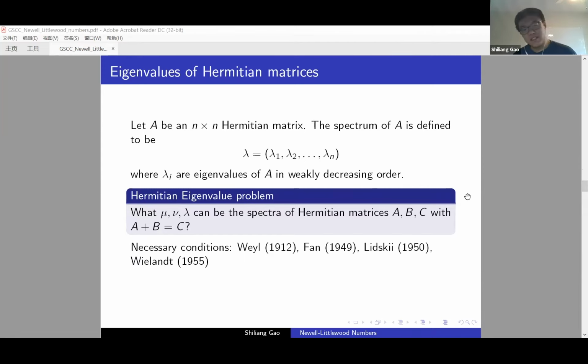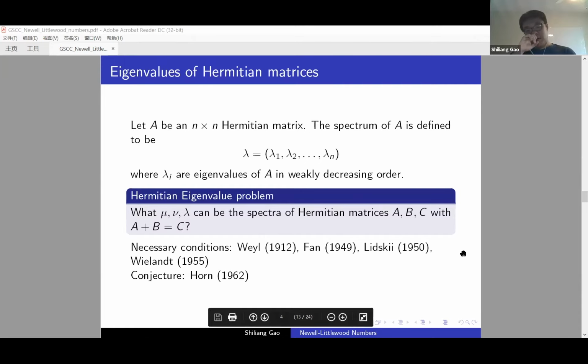Many necessary conditions on these spectra have been given. This includes work by Weyl in 1912, Fan in 1949, Lidskii in 1950, and Wielandt in 1955. And in 1962, Alfred Horn proposed a family of linear inequalities, and by linear, I mean linear in each of these lambda i's, mu i's, and nu i's. He proposed a family of linear inequalities that characterized the spectra of A, B, C, so these mu, nu, lambdas.